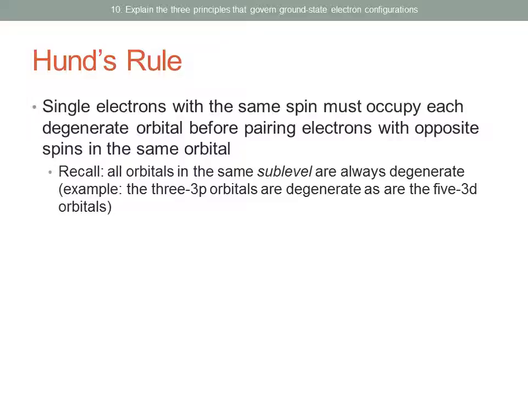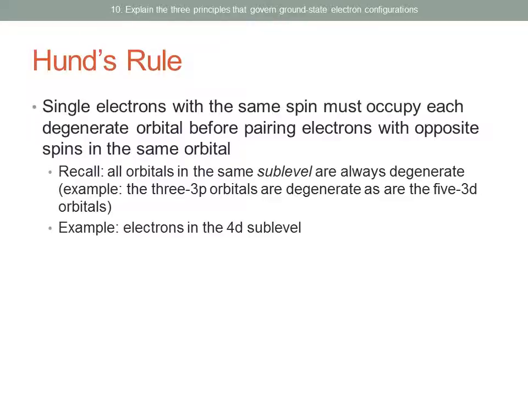So a couple of examples there. If we're talking about the 3p sublevel, all 3 of those 3p orbitals are degenerate. They have the exact same energy. Likewise, we could say the 5 3d orbitals are degenerate. And you could say this about any orbitals as long as they're in the same sublevel. They're always degenerate. I understand this statement's kind of wordy and lengthy, and we'll see exactly how this is applied here.